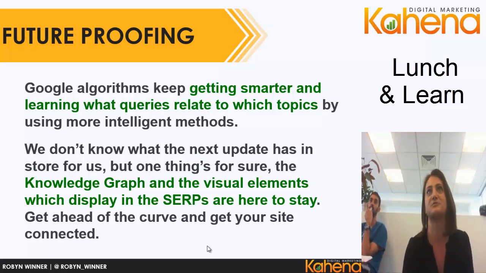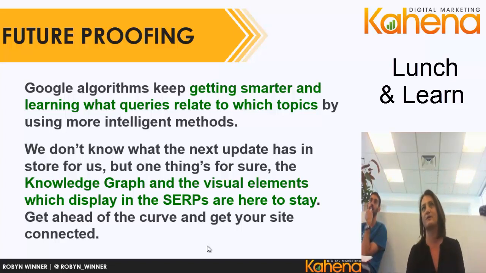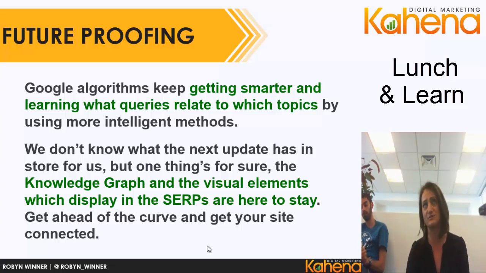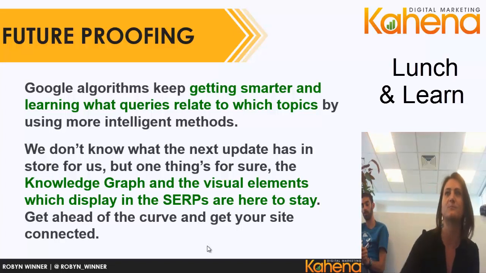And then lastly, future-proofing. Like I said before, the Google algorithms are getting smarter, learning what queries relate to which topics by using more intelligent methods. We don't know what the next update has in store, but one thing's for sure, the knowledge graph and the visual elements which display in the SERPs are here to stay. So let's get ahead of the curve and get our sites connected, like to other sites, obviously.